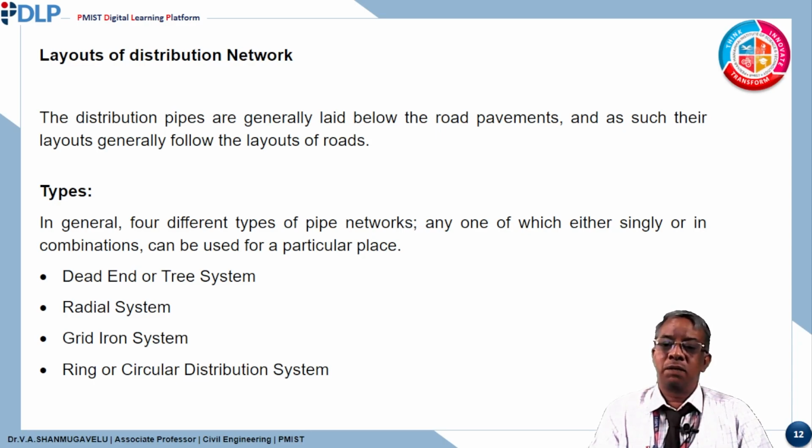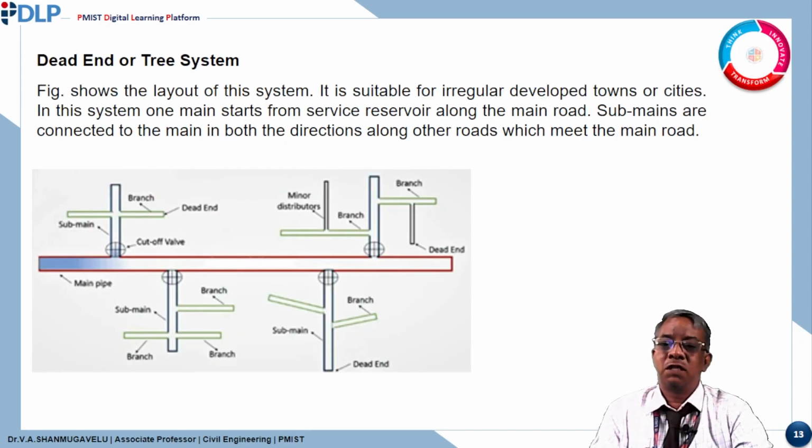Dead end or tree system. Next will be radial system, grid iron system, ring or circular distribution system.